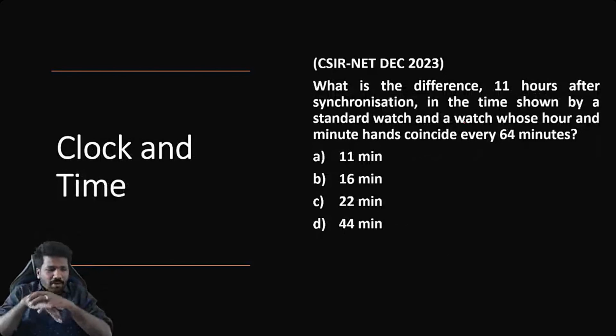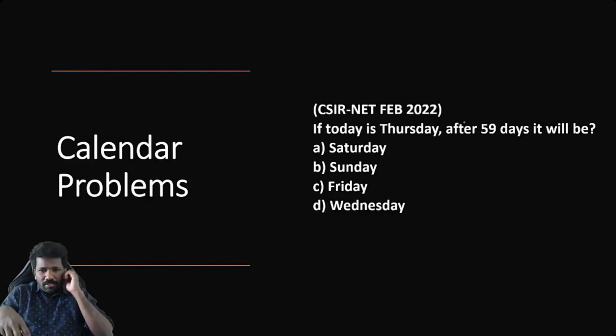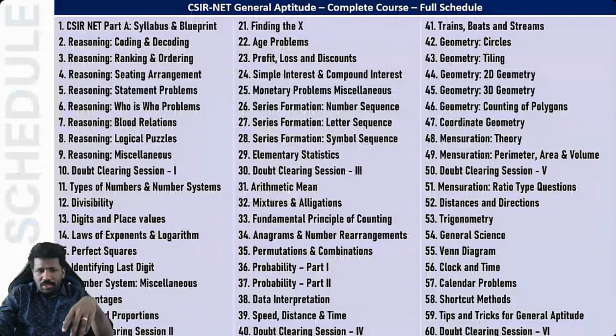Next is clock and time related problems. In clock and time related problems, there are different types of problems. A clock that is running faster, a clock that is running slower, and the angle between the hour hand and the minute hand. These are some of the types of problems that are asked. In the last GATE exam also there was a clock and time question. Next is calendar problems. Last year there were no questions from calendar problems, but in 2022 there were. Calendar problems, a simple question also comes, a difficult question also comes. This is a simple question asked in calendar problems.